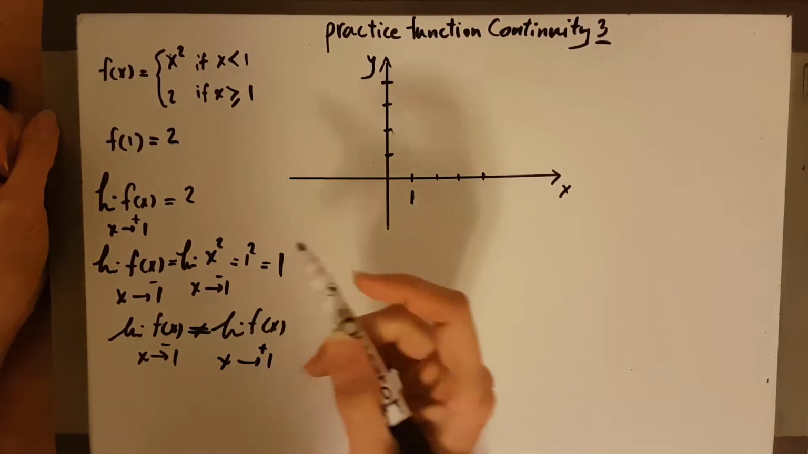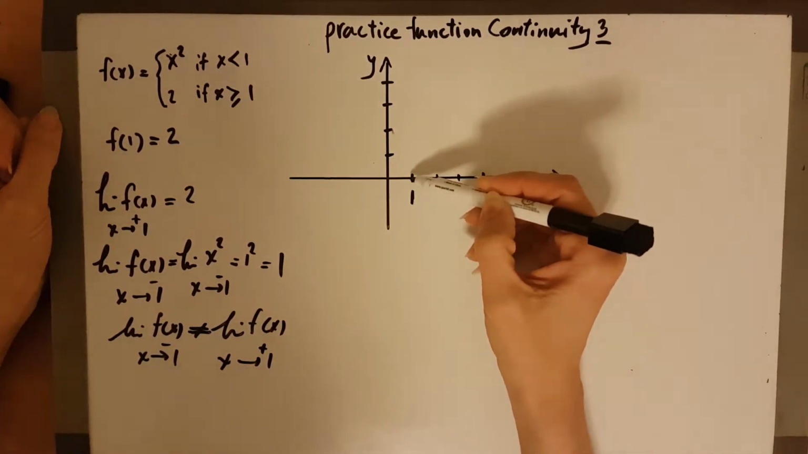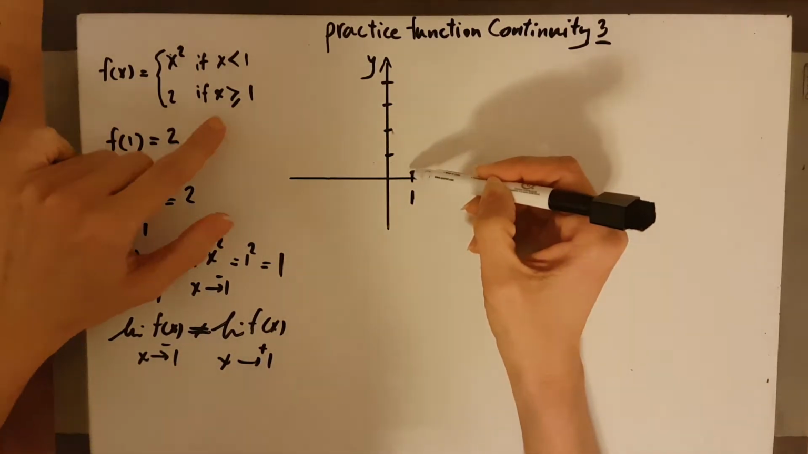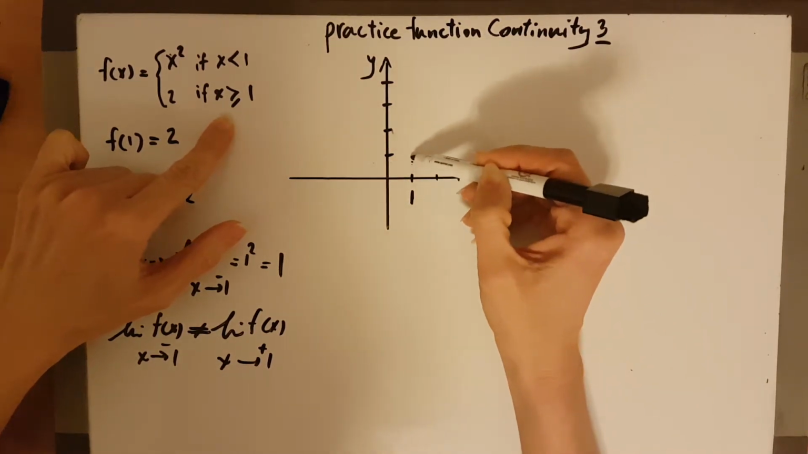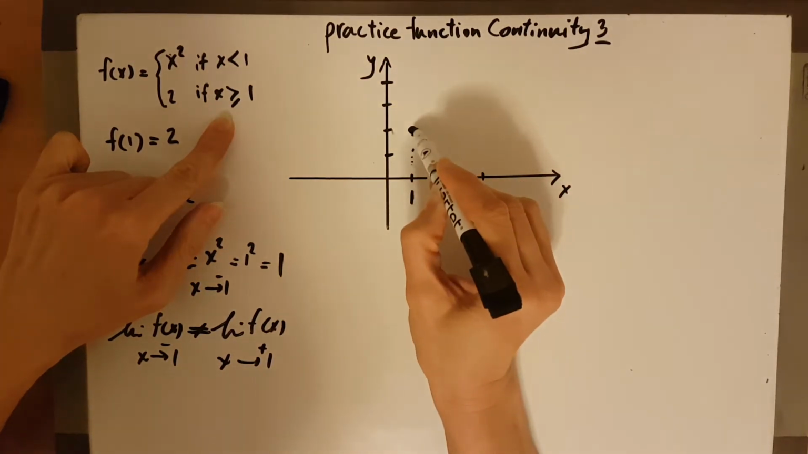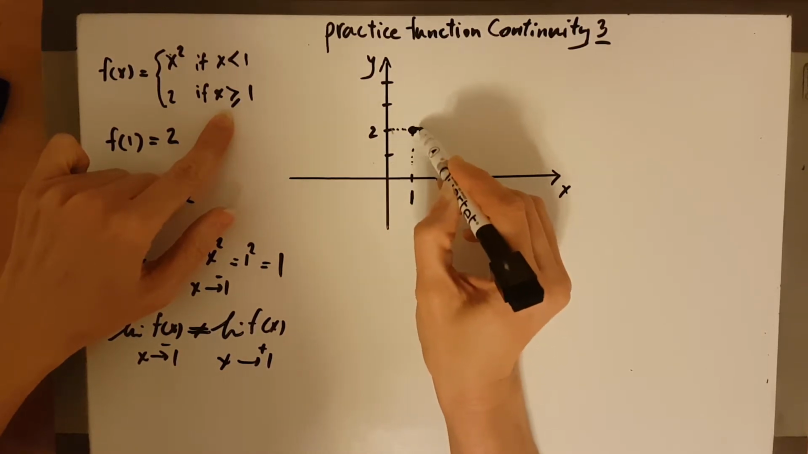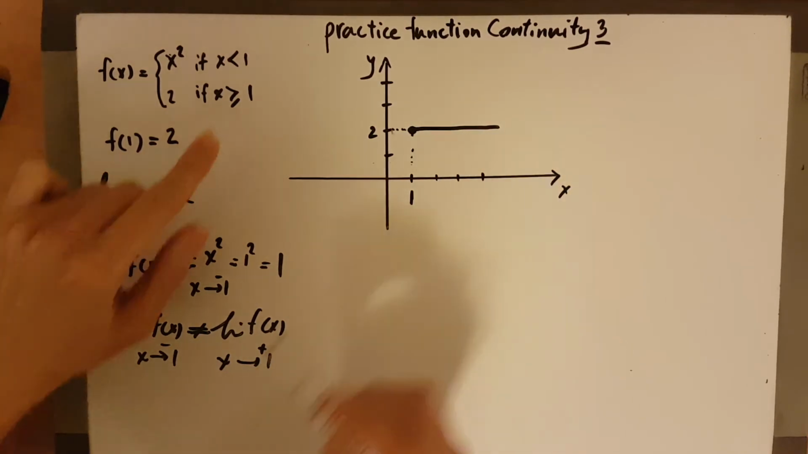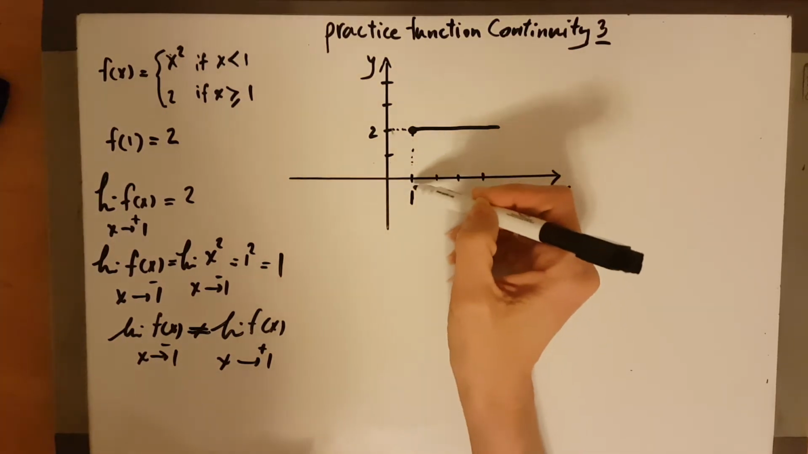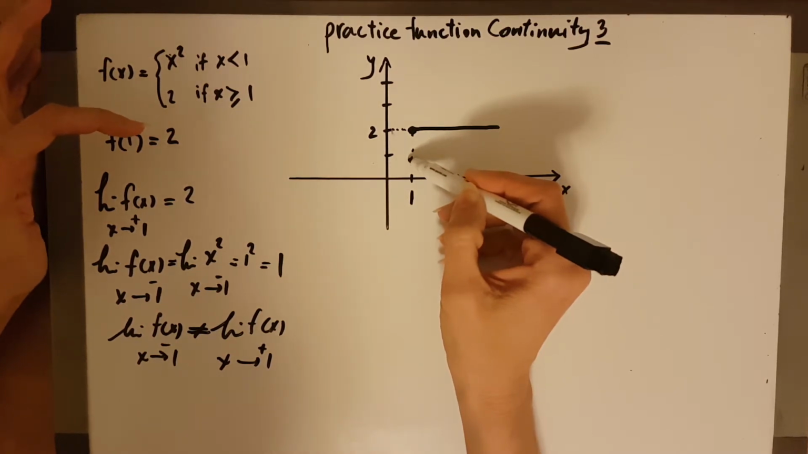So let's draw it and see how it looks. At point 1, for the x's bigger than 1, the function is 2, and of course there is a dark point here, because this exists in here. At the point 1 my function is 2, and for the x's bigger than 1 it is also 2, and for the x's smaller than 1, this is how my function would be.